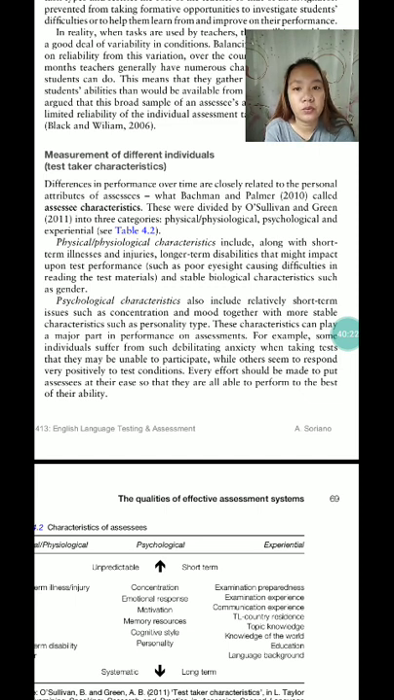Measurement of different individuals: test taker characteristics. Differences in performance over time are closely related to the personal attributes of assessees, what Bachman and Palmer called assessees' characteristics. These were divided by O'Sullivan and Green, 2011, into three categories: physical, psychological, sociological, and experiential.